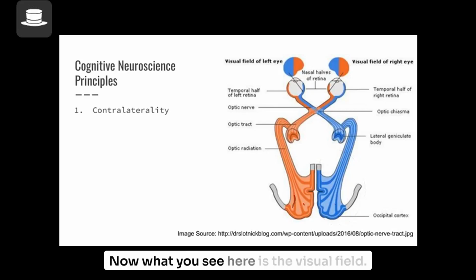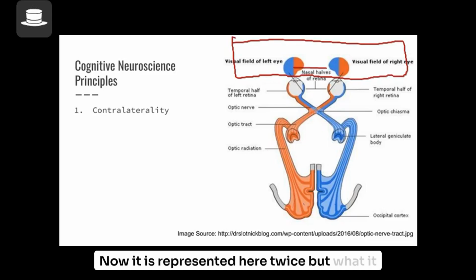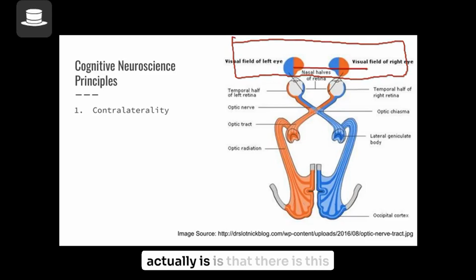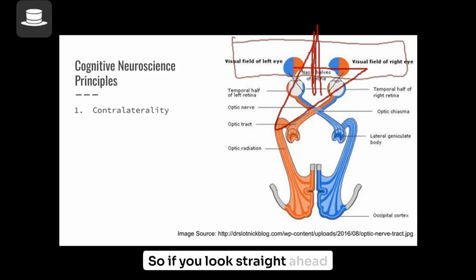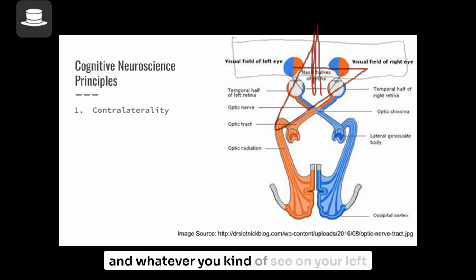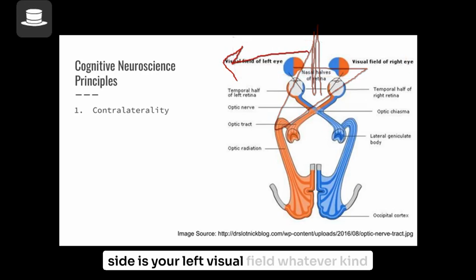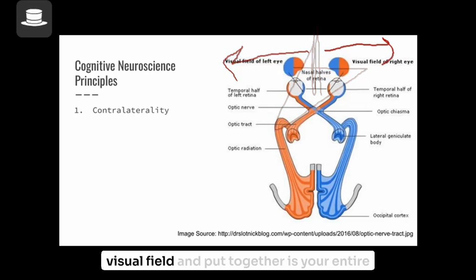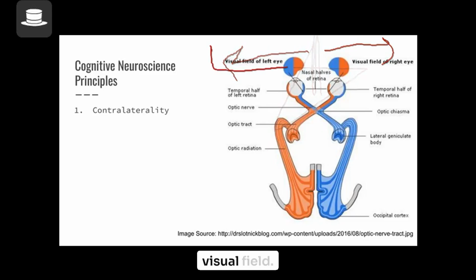Now, what you see here is the visual field. It is represented here twice, but there is this distinction. If you look straight ahead, whatever you see on your left side is your left visual field, whatever you see on the right side is your right visual field, and put together it is your entire visual field.